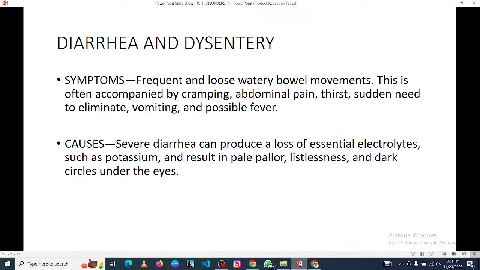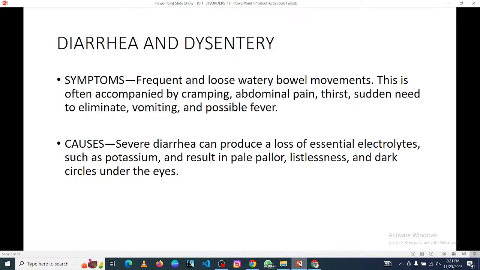If you have an infection, obviously you'll have a fever, or your temperature will be elevated, because that is one of the body's natural responses towards boosting your immunity and killing that particular infection or bacteria that is causing your fever, even if it's a virus. Severe diarrhea can produce loss of essential electrolytes.